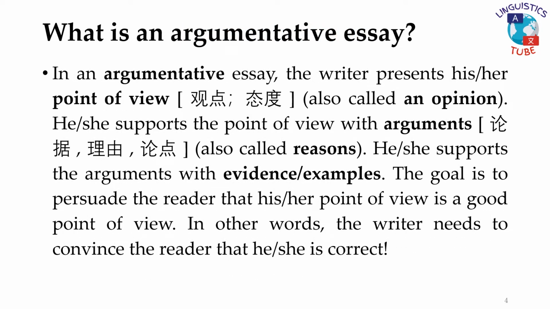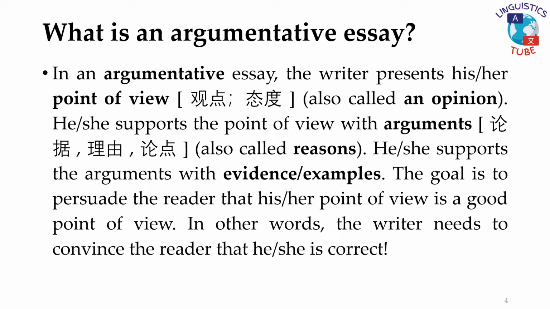Before we discuss how to write an argumentative essay, we must firstly answer the most basic question. What is an argumentative essay? Well, there are three processes to construct an argumentative essay. The first process is for the writer to present his or her point of view, which is also called an opinion. After this, the next process is to support the point of view with arguments. The arguments are the reasons why the writer has that particular point of view. The final process is for the writer to support the arguments with evidence or examples. Therefore, the evidence supports the arguments, and the arguments support the viewpoint.